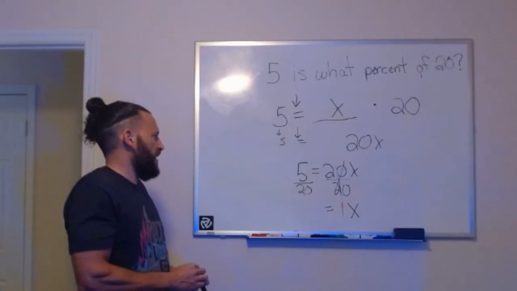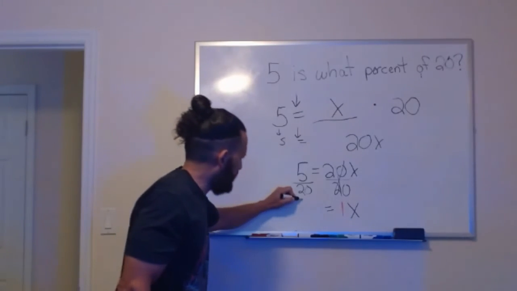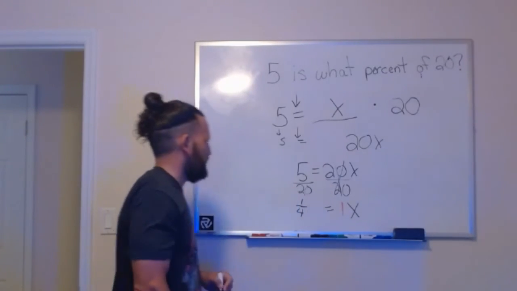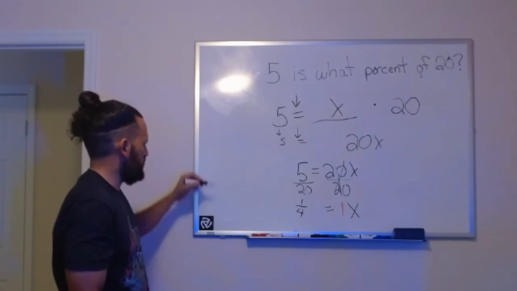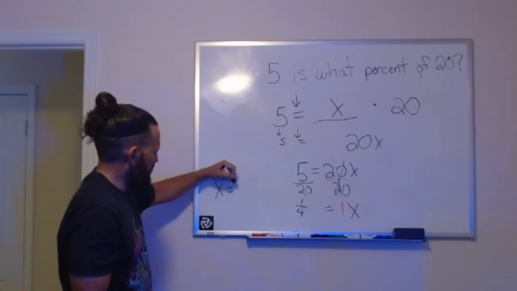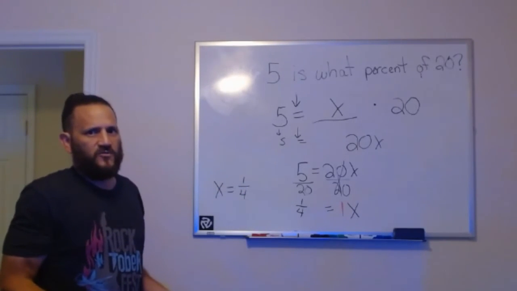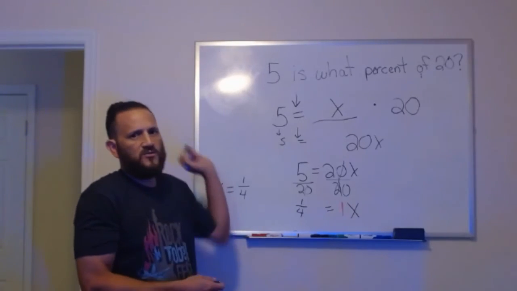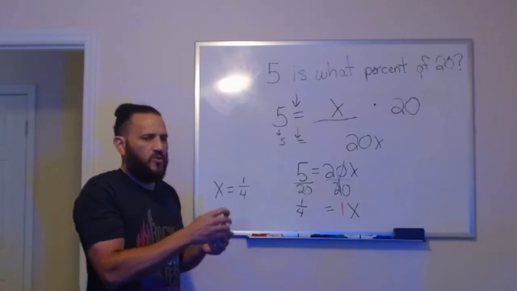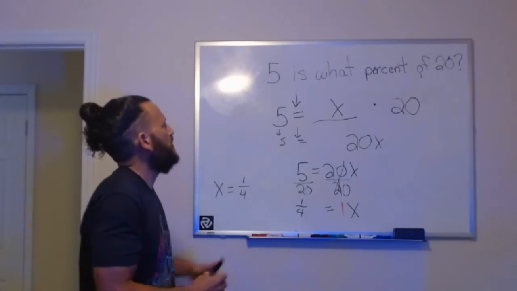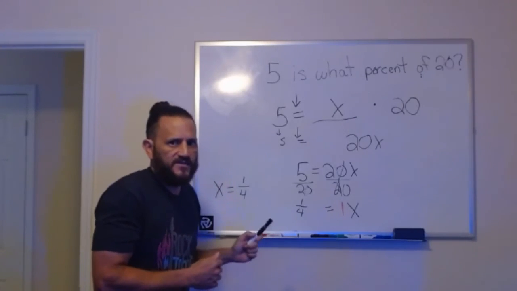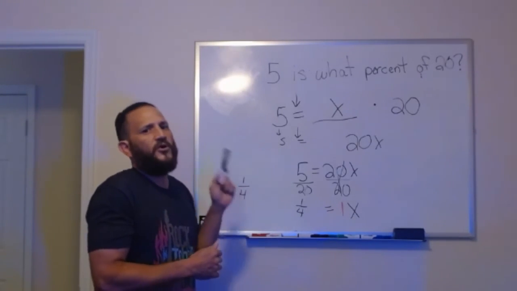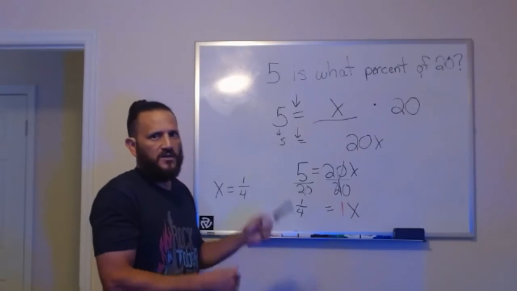So 5, just reduce that, that's 1/4. So the answer to this equation is x equals a quarter. So x is equal to a quarter, all right? But that's not what they're asking for. You need to read the directions, or read the question, I'm sorry, read the question. 5 is what percent? So you need to put a percentage in the answer bar.